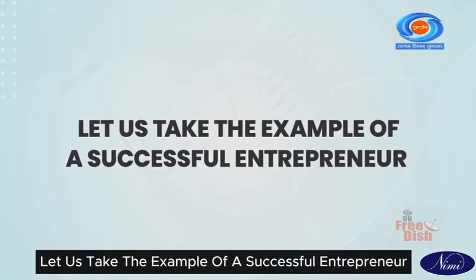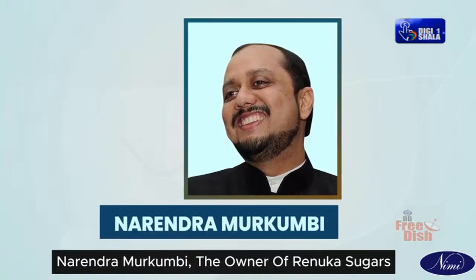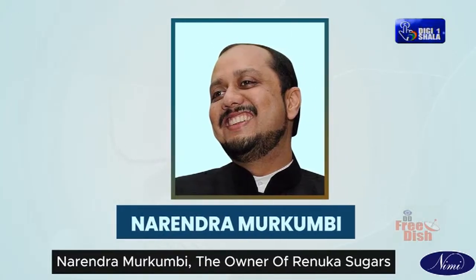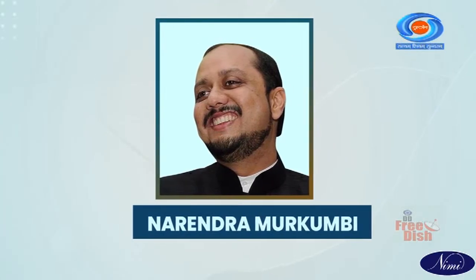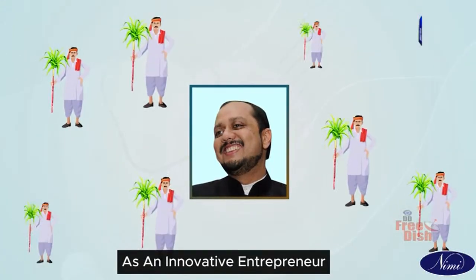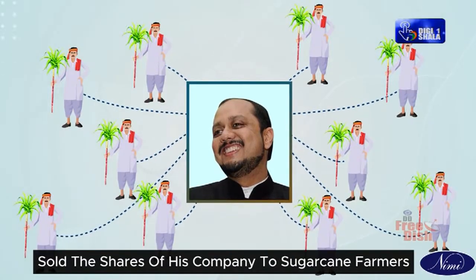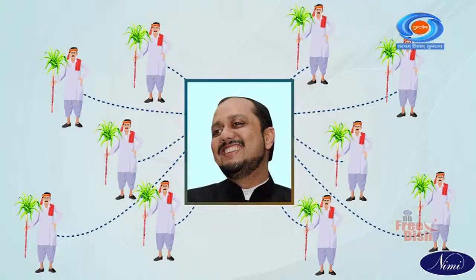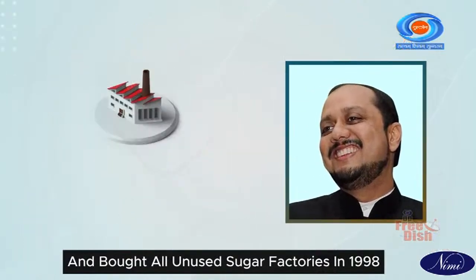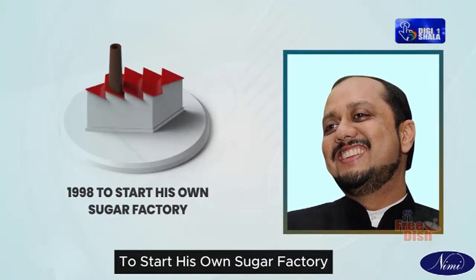Let us take the example of a successful entrepreneur, Narendra Murkumbi, the owner of Renuka Sugars. As an innovative entrepreneur, Narendra Murkumbi sold the shares of his company to sugarcane farmers and bought old, unused sugar factories in 1998 to start his own sugar factory.